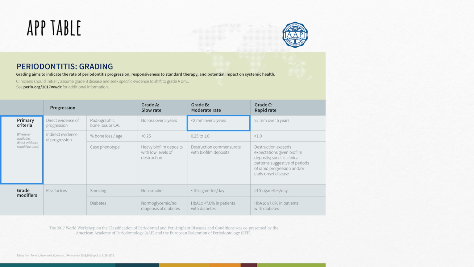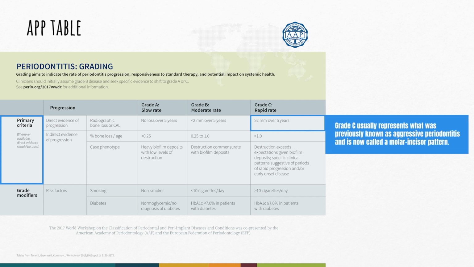If less than 2 mm was lost in 5 years, it's grade B. And finally, if more than or equal to 2 mm of bone was lost in 5 years, it's grade C, which usually represents what was previously known as aggressive periodontitis and is now called a molar incisor pattern.